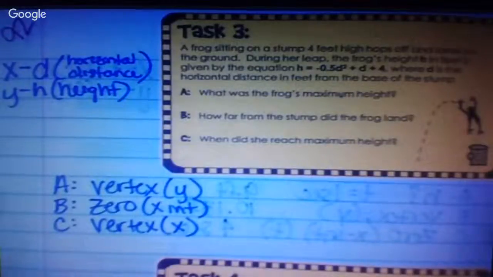Technically, yes, but you just want the value. You don't need the line. How did you get vertex x equals c? Can you explain it? Because it says when. So it says when did she reach maximum height? Most people get confused because it says when and you're thinking time, right? And we don't do time. Your when in this one is how far is your frog out? Because we don't know anything about time. They haven't given us anything about time.